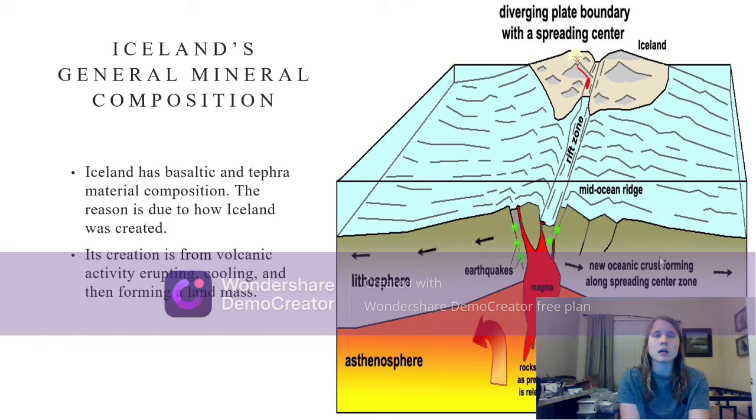Iceland's general mineral composition. Iceland was created through volcanic eruptions that happened due to the tectonic plates diverging. Due to these eruptions, the general material of Iceland is basalt and tephra. In the diagram, the creation process for Iceland is shown.